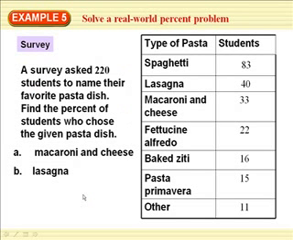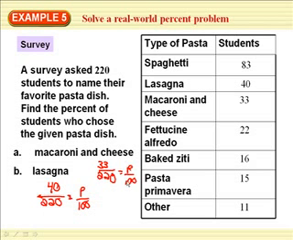Example number 5. A survey asked 220 students to name their favorite pasta dish. Find the percent of students who chose the given pasta dish. How many chose macaroni and cheese? 33 out of 220 for macaroni and cheese. Okay, and lasagna, how many for them? 40 out of 220. Okay, and they're asking us to figure out the percent.